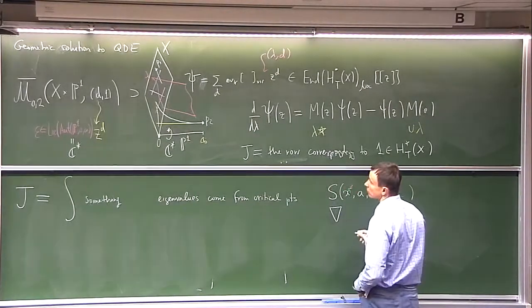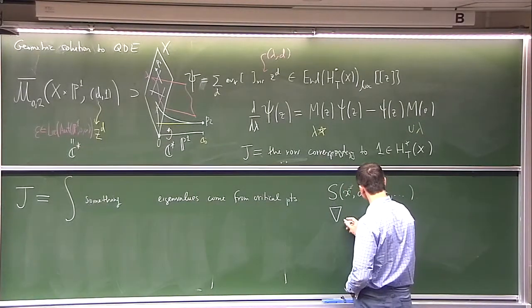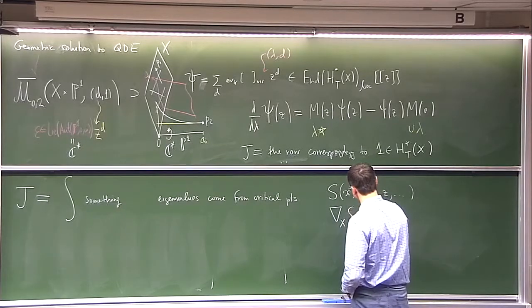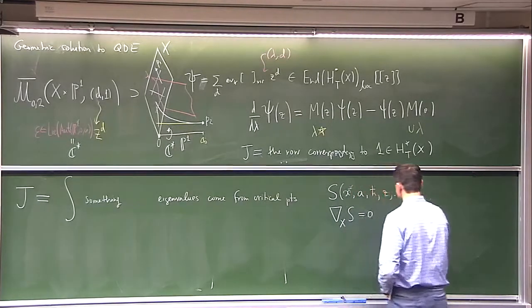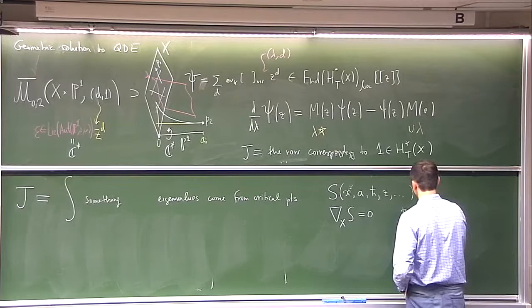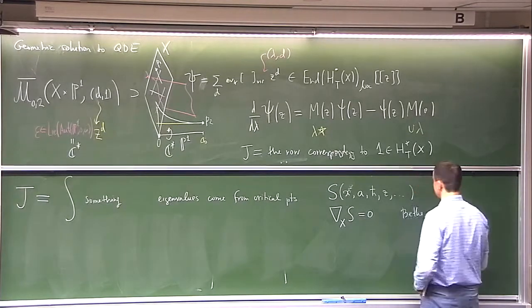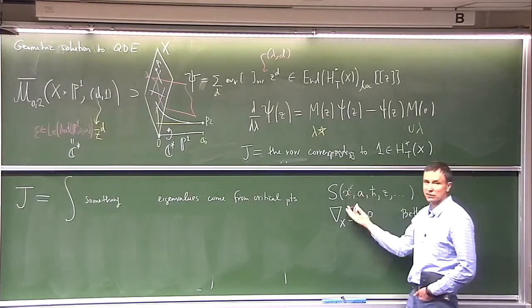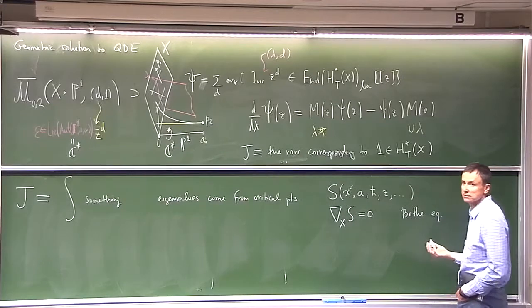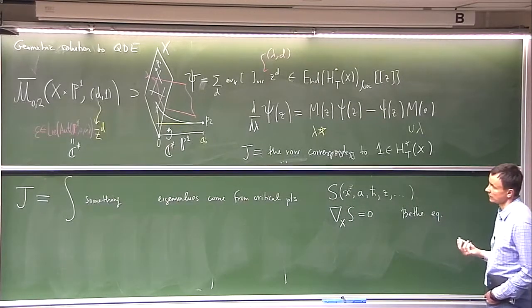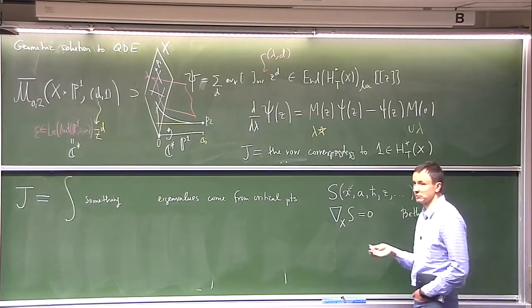And so then you solve an equation of the form: you take the gradient in x of S and set it equal to 0. These are Bethe equations. And these x's are called the Bethe roots. We will make a connection to what I was explaining before in a second.